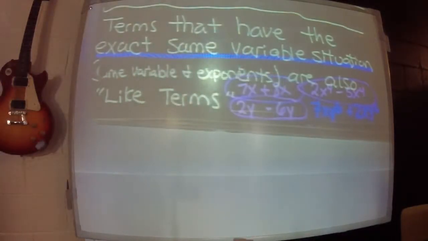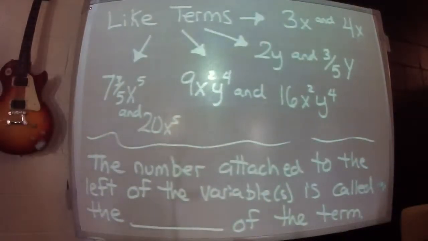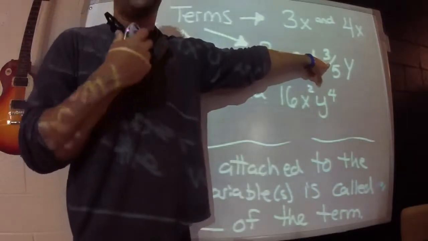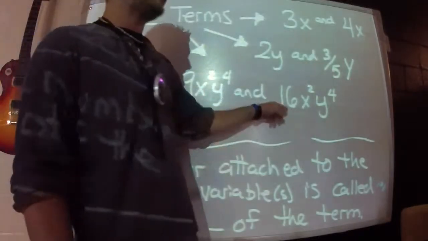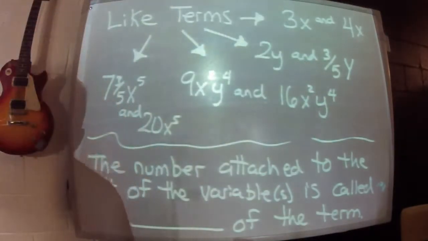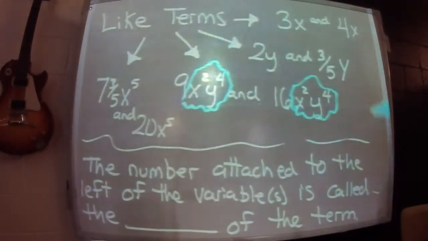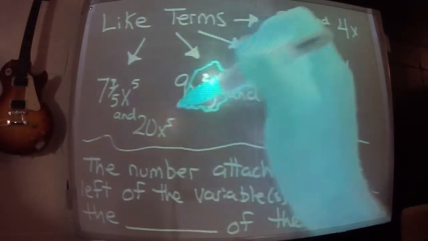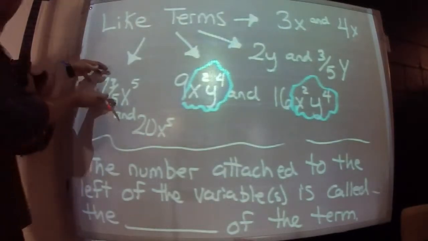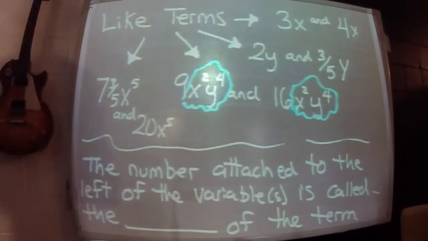All right, let's look at the back side. Like terms, just kind of like what you said. But here's a collection of them for you on the back. 3x and 4x go together. 2y and 3/5 y are like terms. 9x squared y to the 4th goes with 16x squared y to the 4th because they're both x squared y to the 4ths. 7 and 3/5 x to the 5th goes with 20 x to the 5th. Even though this big number out front looks way funkier over here, it's still an x to the 5th, and this is still an x to the 5th. So that's like terms.